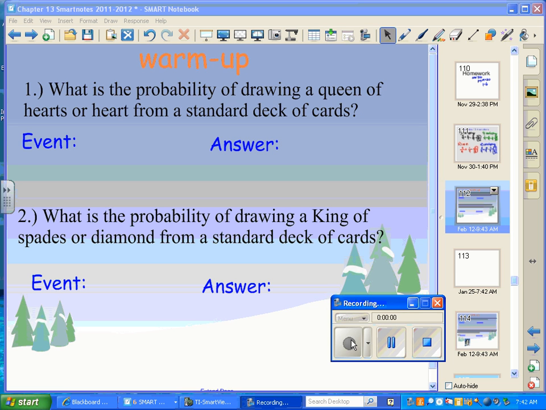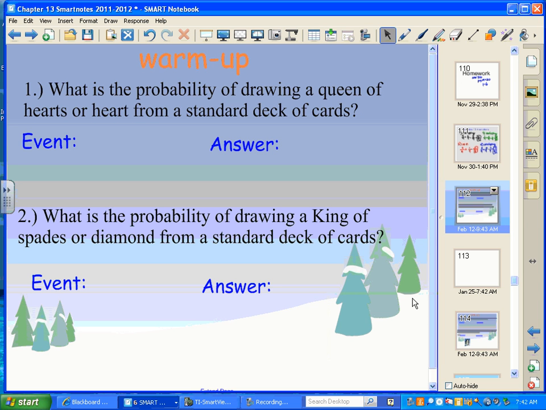Okay, sixth grade, we are going to continue talking about compound events today. I want to finish up mutually exclusive and overlapping to make sure that we're all on the same page and everyone's clear how to do those and how to determine the difference between them.